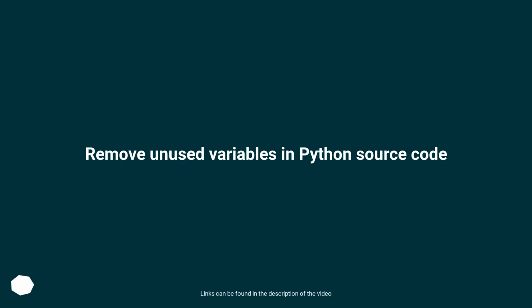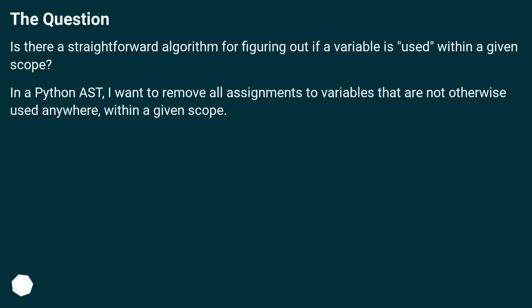Remove unused variables in Python source code. The question: is there a straightforward algorithm for figuring out if a variable is used within a given scope? In a Python AST, I want to remove all assignments to variables that are not otherwise used anywhere within a given scope.